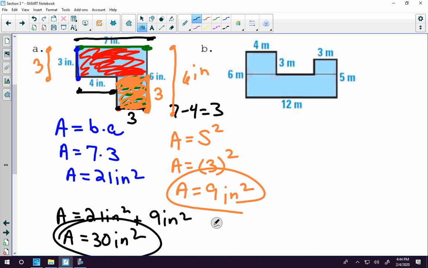I'll leave B there if you want to mess around with that one and see if you can come up with the total composite area. But there's our example on finding the composite area here.